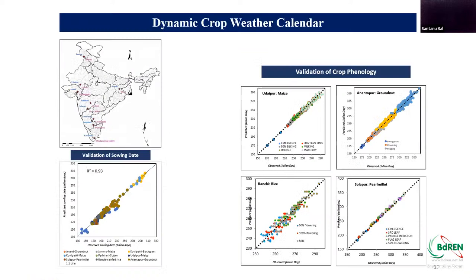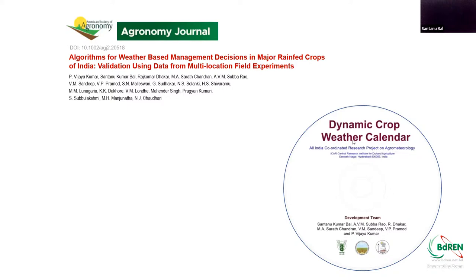And you can see that we have done validation of phenology, validation of sowing dates. And this is the software for which we have got the copyright, and this is being used. Now we have given it to IMD for implementing in 90 districts. And hopefully we'll be extending it to other districts of the country. And this is a paper that all can read. They can know in what way this particular DSS has been developed. This is given in this particular paper.